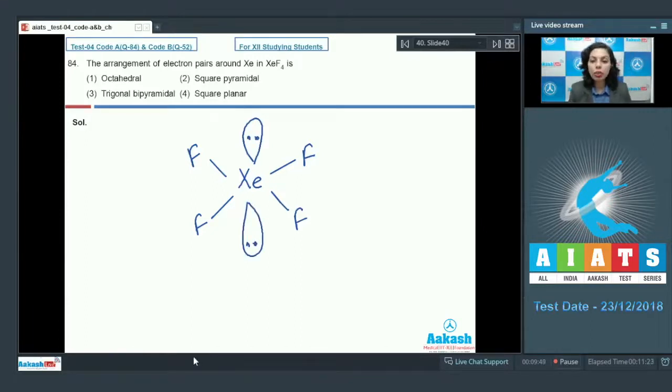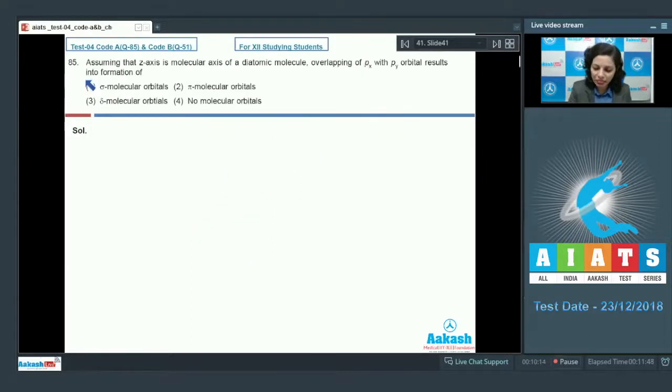If you look at the structure, you will identify that these are the bond pairs which are present, these are the lone pairs which are present, and ultimately they are forming an octahedral arrangement. So what is the arrangement of electron pairs around Xe? That is octahedral arrangement. And if it is so, the first option is the correct option, and I'll choose it as the correct one. Further, question number 85 is here.